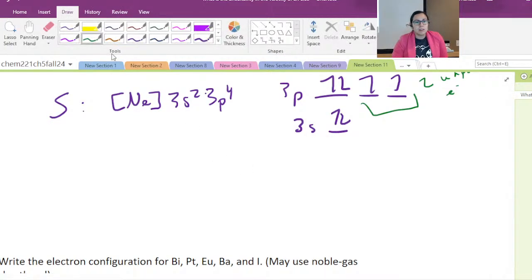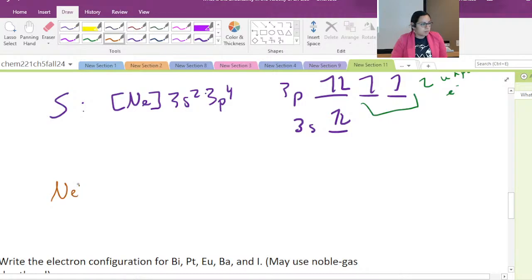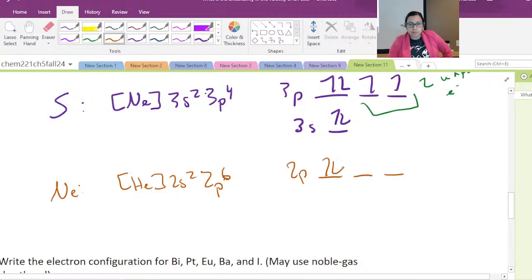And then neon. So let's finish up that one. What do we get for electron configuration? Oh, what'd you start with? Helium, and then what'd you say? 2s2. Yeah, 2p6, excellent. And now we can see filled orbitals, so we can say no unpaired electrons.